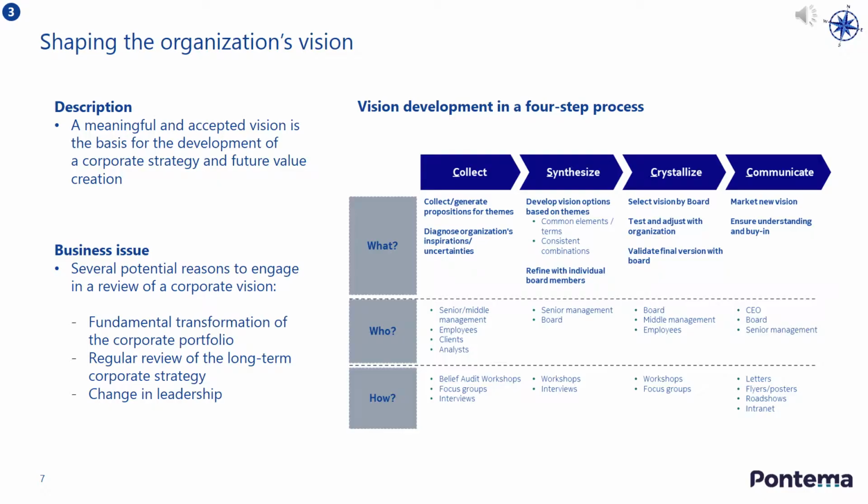The third step is about crystallization and involves the board selecting a vision and testing it with certain parts of the organization to check if it fits the culture. Finally, the fourth step is about communication, which is where the new vision is marketed throughout the organization to ensure it is understood and to secure buy-in. All the steps require senior-level engagement and are usually played out in workshops, focus groups, and interviews with representatives from around the organization. For more information on vision development, please consult the separate Pontema training lesson.